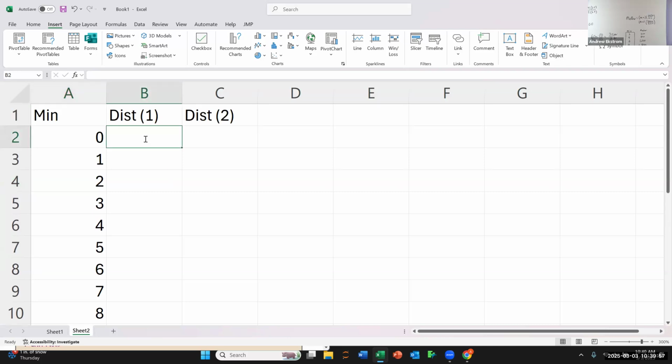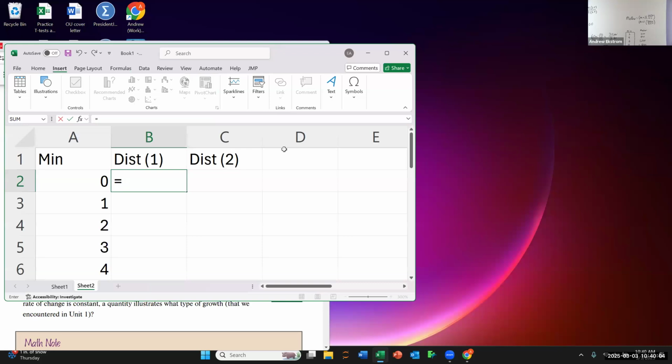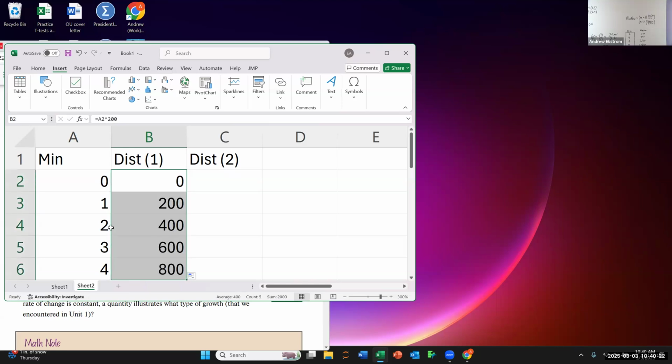So what I said was we can use our formulas here. So the number of minutes times, Excel won't let you do anything with the units, so we have to come in here and just say times 200 and be done with it. And we'll drag this down. 2 minutes, we've got 400 meters. At 4 minutes, we've got 800 meters, which is what we are predicting.